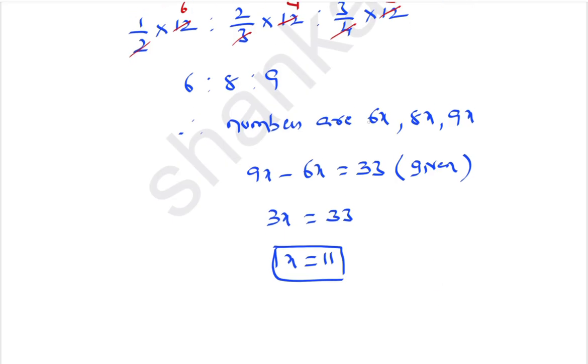Here 6 into x, 8 into x, 9 into x. x is the common factor of all these three numbers. Therefore, the highest common factor of the three given numbers will be 11.